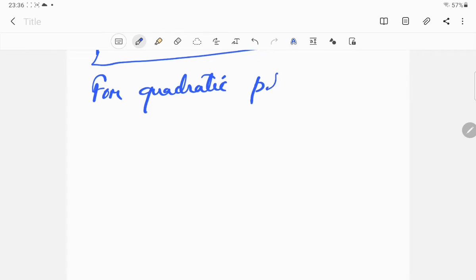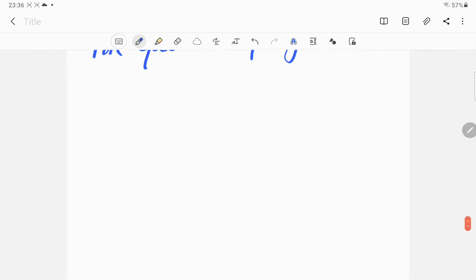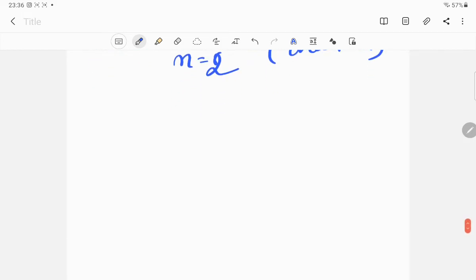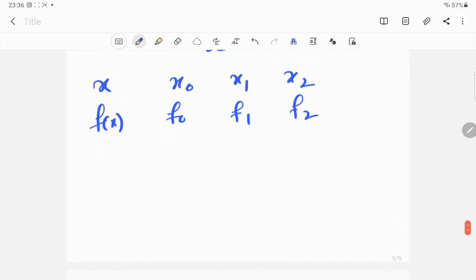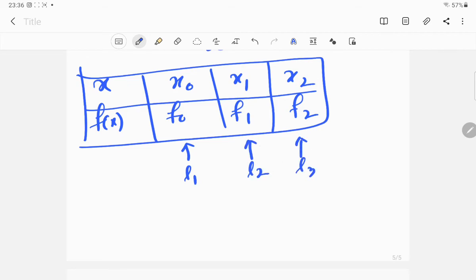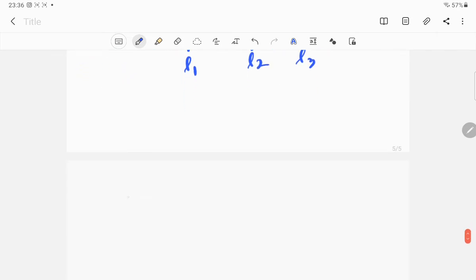Similarly, for the quadratic polynomial, it is of order 2. Quadratic means order equal to 2. So how will the table look? x0, x1, x2, f0, f1, f2. So this is our data table shape. From here we will get L0, L1, L2. So how to get L0 first of all?